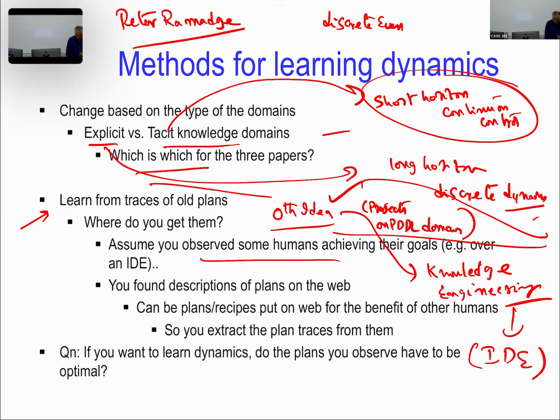Okay. The other possibility is you found descriptions of these kinds of plans on the web. Actually, interestingly enough, every recipe is a plan. How to make some particular dish, that's a plan. Right? Whenever you ask for a recipe, you ask for a plan. And of course, they normally have even more interesting structures, such as loops in the plan and so on, but it's a plan ultimately. So many people have put these recipes up; WikiHow will have recipes for doing lots and lots of things. You see what I'm saying?